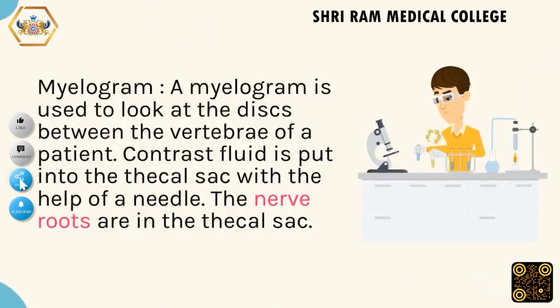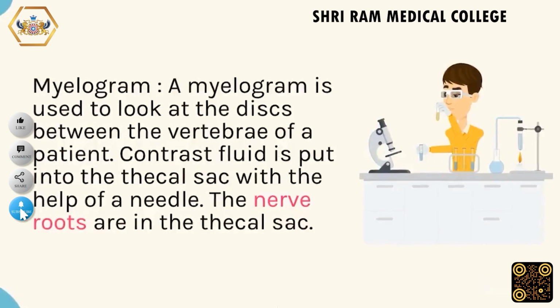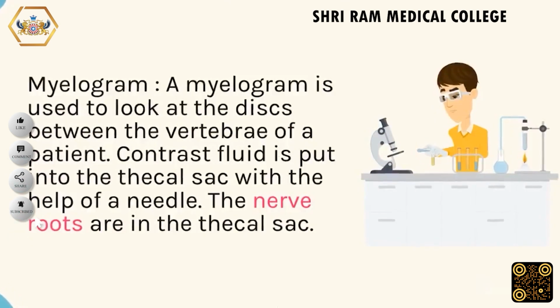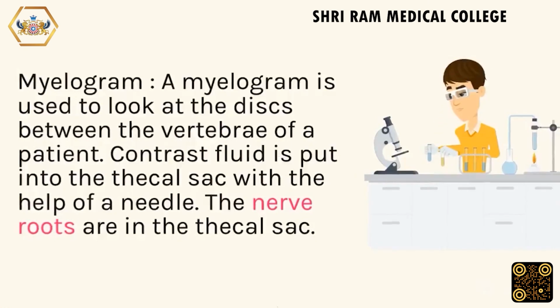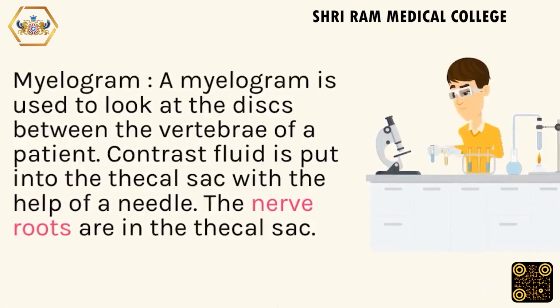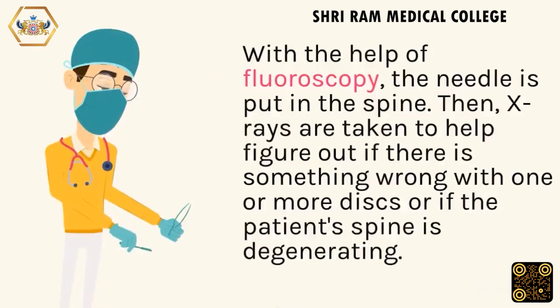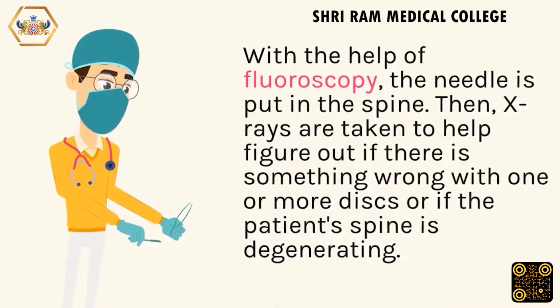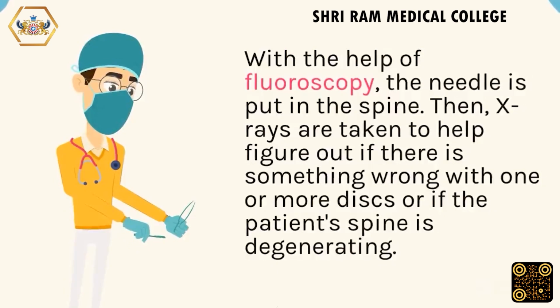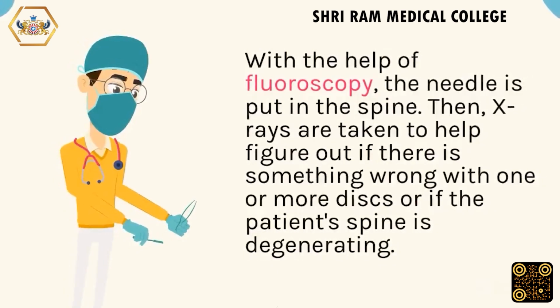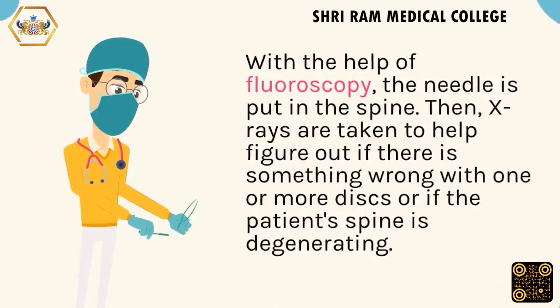Myelogram. A myelogram is used to look at the discs between the vertebrae of a patient. Contrast fluid is put into the thecal sac with the help of a needle. The nerve roots are in the thecal sac. With the help of fluoroscopy, the needle is put in the spine. Then, X-rays are taken to help figure out if there is something wrong with one or more discs or if the patient's spine is degenerating.